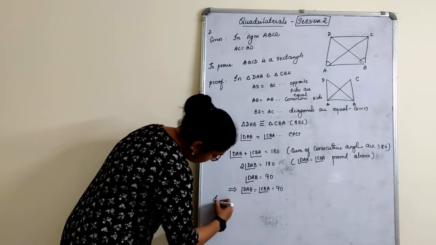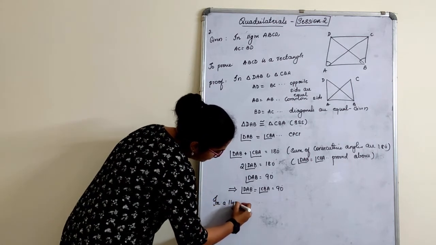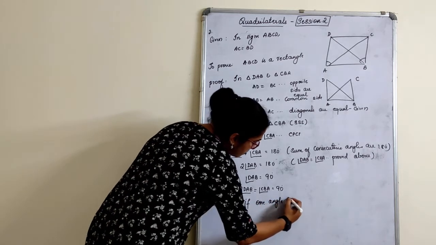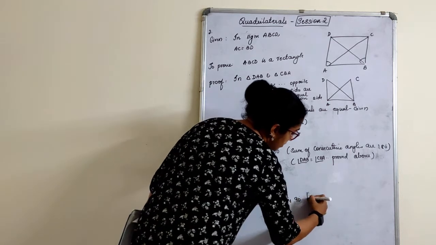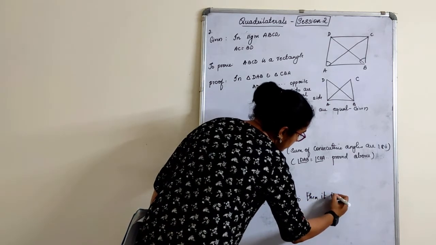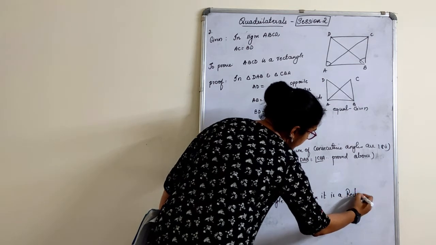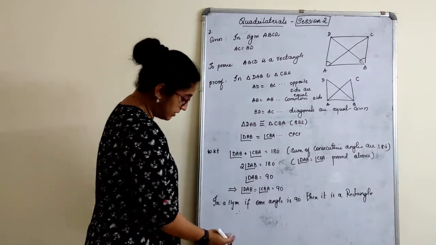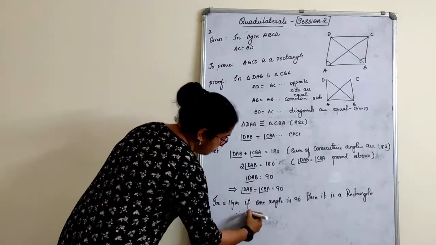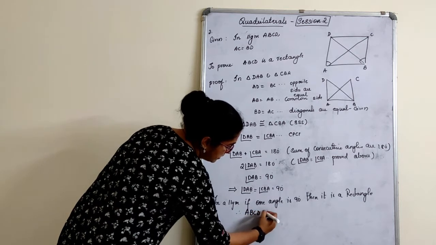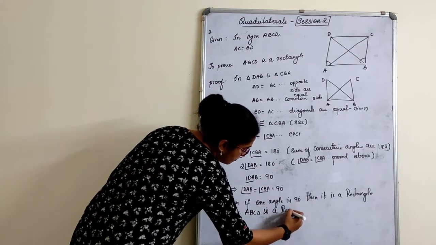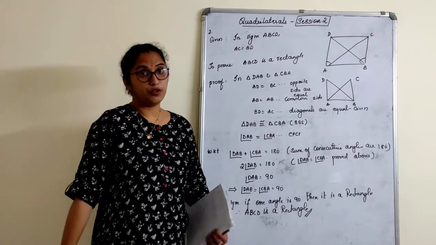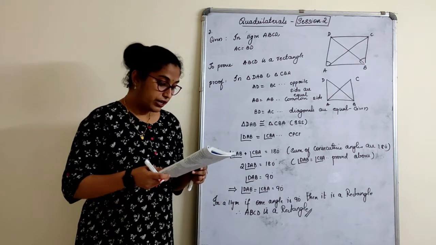In a parallelogram, if one angle is 90 degrees, then it is a rectangle. You know why? Because I explained in the beginning. Therefore, can I tell this? I think yes, it will be visible. Therefore, ABCD is a rectangle. This is how you prove it, right? We'll quickly move to the next one.